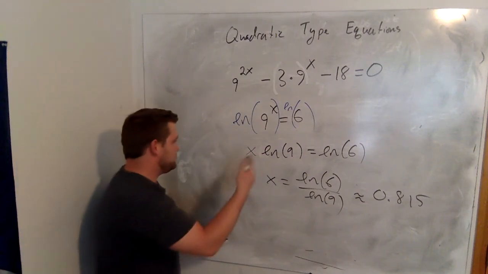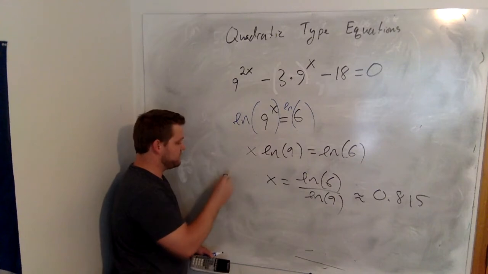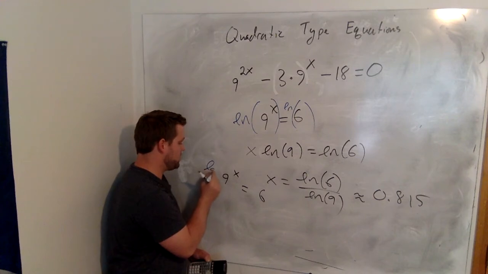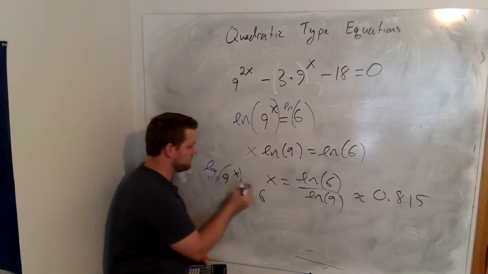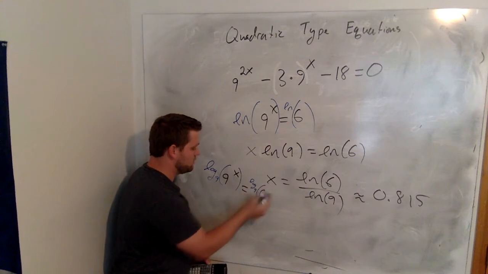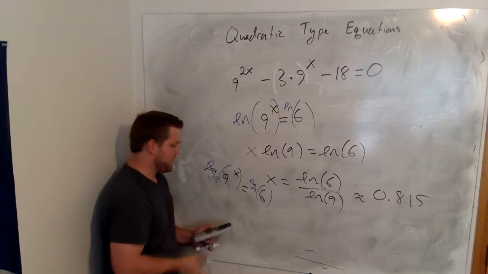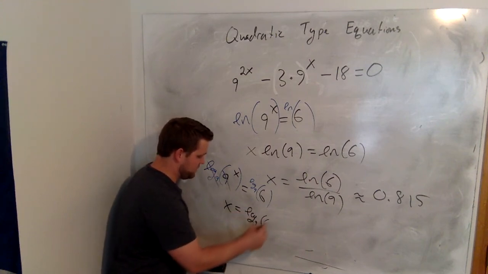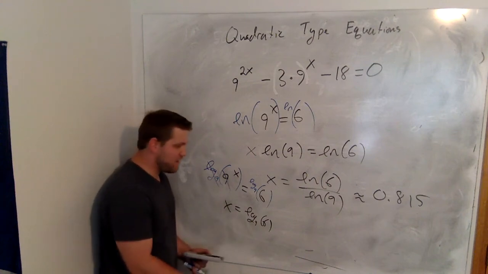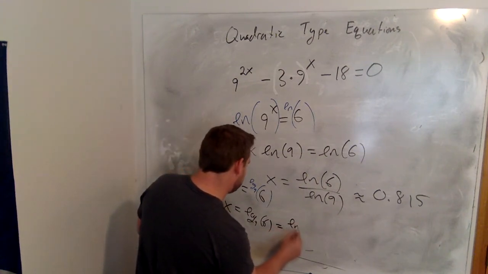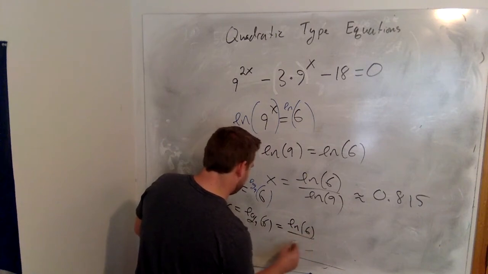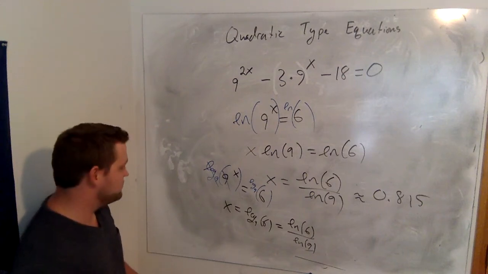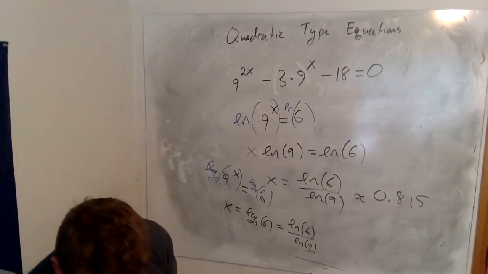Notice here, just for fun, that if we had 9 to the x is equal to 6, we could have taken log base 9 of both sides. These are inverses, they cancel each other out. So x would be equal to log base 9 of 6, but this button's not on your calculator, so what would you do? You'd switch the base, and you'd say this is the natural log of 6 all over the natural log of 9, which is exactly where we got to by just taking the natural log of both sides. So either way would work.